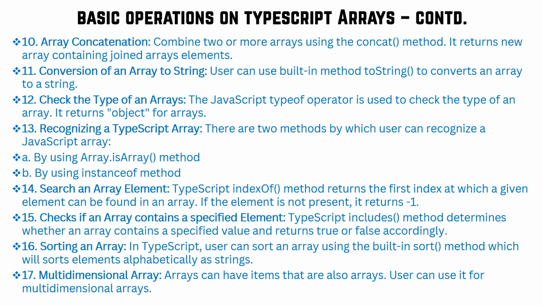We can check the type of the array, whether an array is really an object or not. We can recognize whether a particular variable or object is an array or not with the help of the Array.isArray method or using the instanceof operator. We can search for an array element. We can check whether the array contains a specified element. We can sort the array, and also we can deal with single and multi-dimensional arrays.